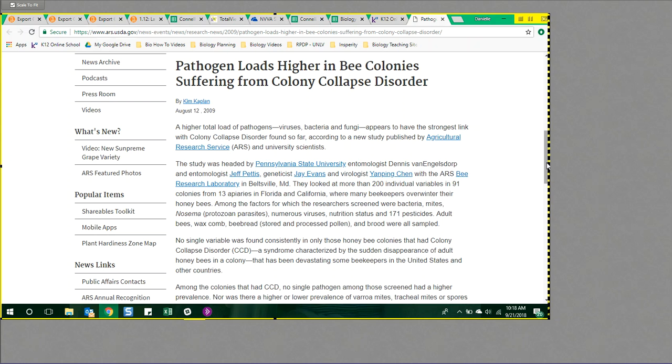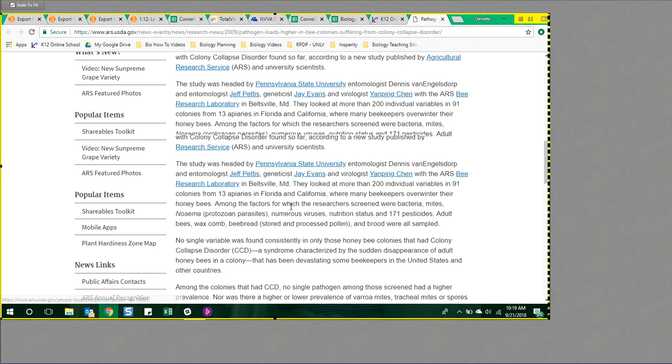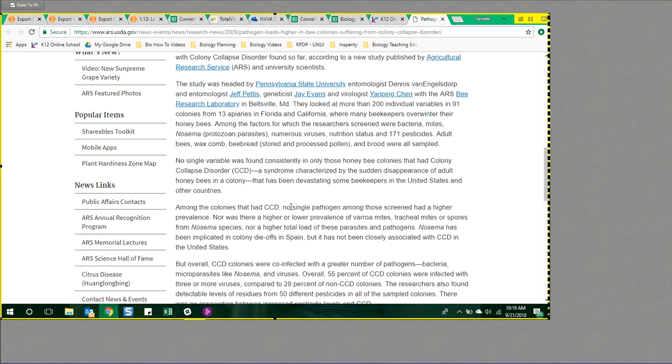A higher total load of pathogens, which are viruses, bacteria, and fungi, appears to have the strongest link with colony collapse disorder found so far, according to a new study published by Agricultural Research Service and university scientists. The study was headed by Pennsylvania State University entomologist Dennis vanEngelsdorp and entomologist Jeff Pettis, geneticist Jay Evans, and virologist Yanping Chen with the ARS Research Laboratory in Beltsville, Maryland.